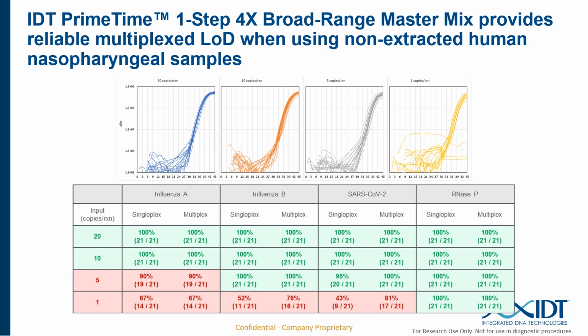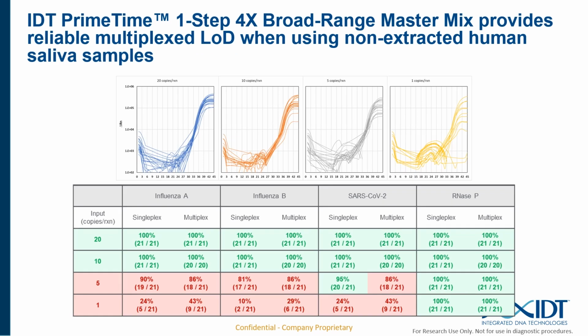RT-qPCR reactions containing 10 copies of AccuPlex analyte verification panel in the presence of human nasopharyngeal matrix is detectable. We also investigated this limit of detection for AccuPlex analyte verification panel in the presence of human saliva matrix, and find that the RT-qPCR reactions containing 10 copies of AccuPlex material is also detectable.